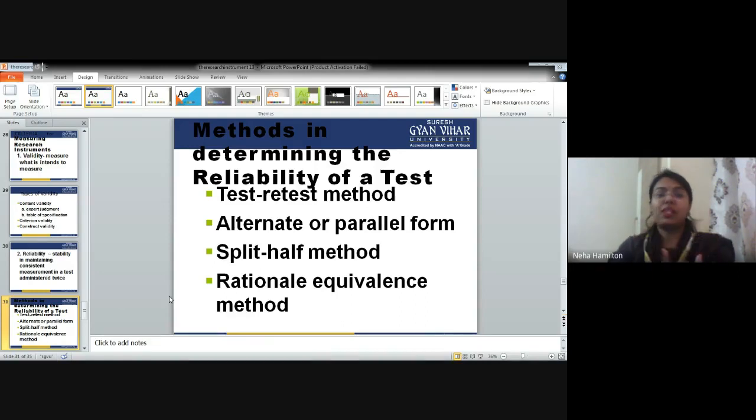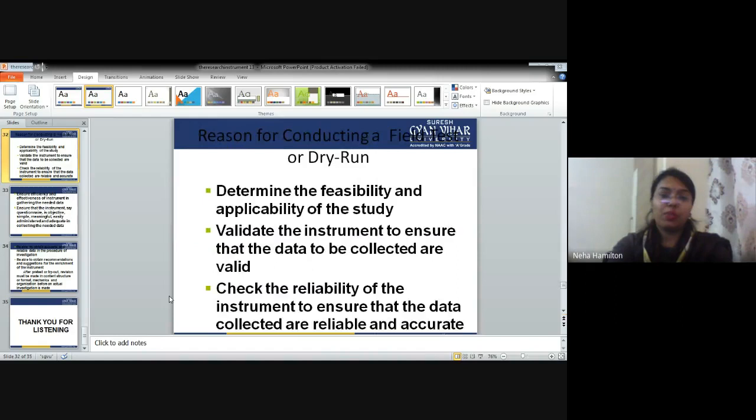You have two different kinds of scales. Use them and test their answers, right? Then the split-half method: half of the test you use for one method, half of the test you use for other respondents. And the rational equivalence method, right? We also have one which is called a pilot study or field run. This you can also do when you are doing a scale study.